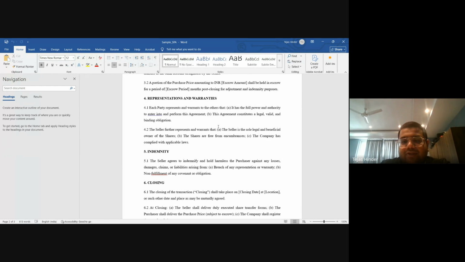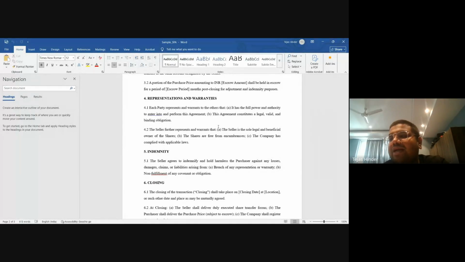At the same time, of course, these can arise in furtherance of two aspects. One is breach of these representations and warranties, or B, any non-fulfillment of any covenant or obligation. Non-fulfillment of any covenant or obligation covers things that may arise beyond the scope of what was included in the representations and warranties and the purchaser's reasonably undertaken due diligence.